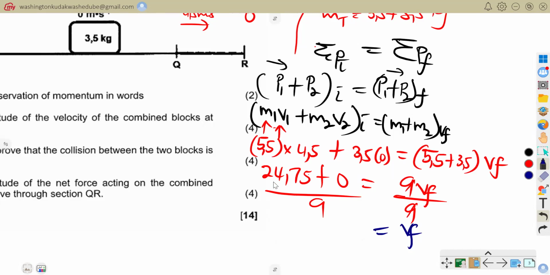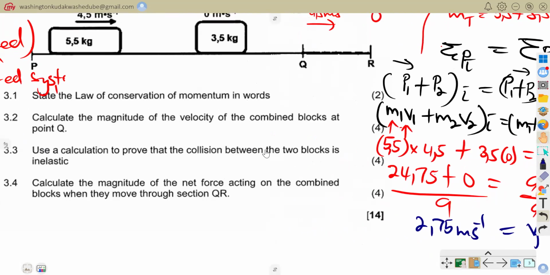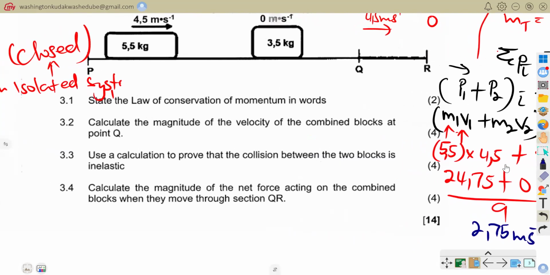And then I would say 24.75 divided by 9, and that would be equal to 2.75 meters per second. That is the final velocity with which the two blocks would be moving. That is what we're supposed to calculate here. So our final velocity would be equal to 2.75 meters per second.